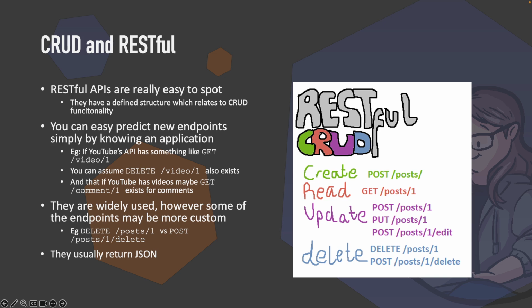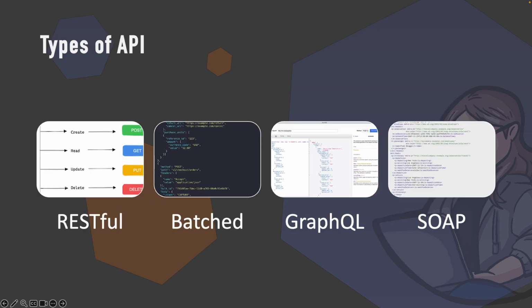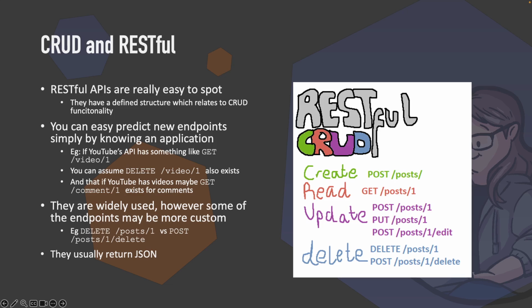And because of that, a lot of APIs will often have a hacked way around it. Maybe it'll be a POST request to /edit or a POST request to /delete. Now, RESTful APIs really do have this defined structure, and while it may vary on update and delete, the create and read are usually exactly the same. You can really easily predict new endpoints simply by knowing what an application does. So YouTube's API might have something like GET video ID. You can also assume that DELETE video ID exists. And if YouTube has videos and it has comments, maybe GET comment ID exists.